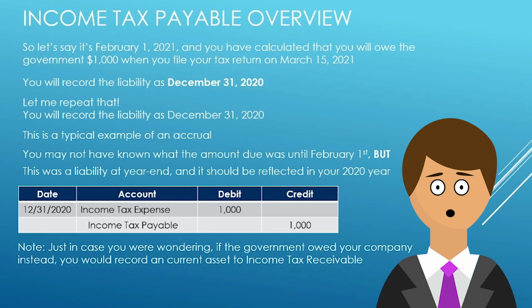So just in case you were wondering, if the government owed your company money instead, you would record that as a current asset and to the income tax receivable account. But in this particular example, you owe the money, so it's income tax payable.